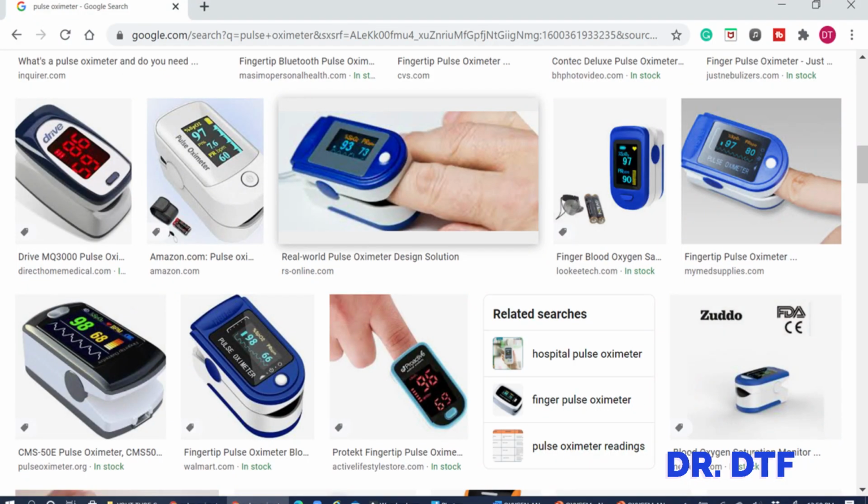Now, how do we measure oxygen saturation? The most common way to do this is by a single finger method, where the measurement is taken from any one of your fingers. Studies have shown that the most accurate and reliable way is the middle finger on the right side of the body.